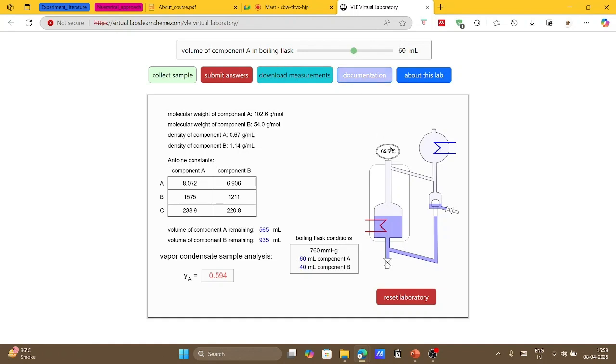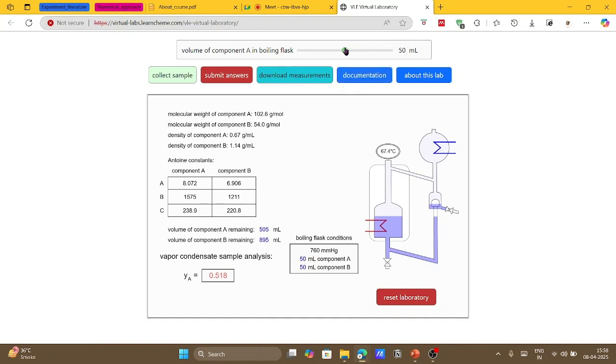Now how to decide this temperature? For that, once you have put the sample, let's say 60 ml of A and 40 ml of B in a boiling flask, you start heating and increase the heater input. Once you start seeing the vapor phase, vapor component being generated, you can stop at that point, since some vapor fraction has started forming. Then you can wait for equilibrium to be achieved, and at the corresponding temperature you note down the sample value. Right?